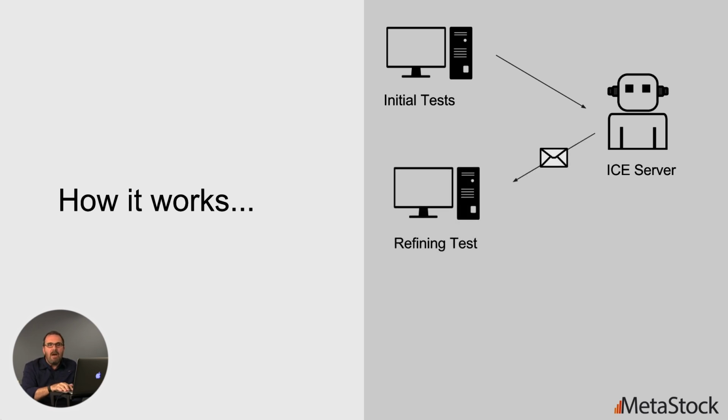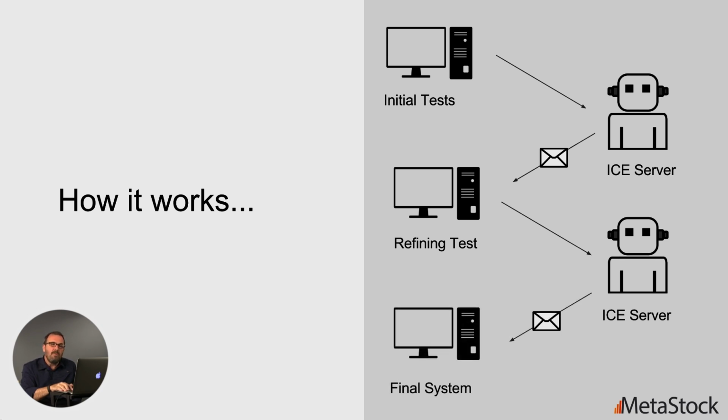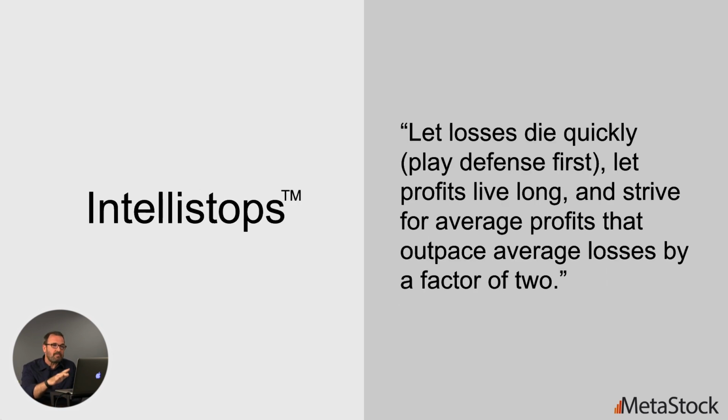All right, after the ICE bot processes that information, it sends results back to you in an email. You put that email in a refining test on your computer and send the results back to the ICE server, and then the ICE server processes that again and sends it back to you in the form of a final system. And so then you have a system built specifically, again, for the security that you're interested in.